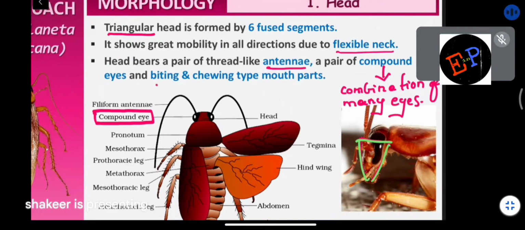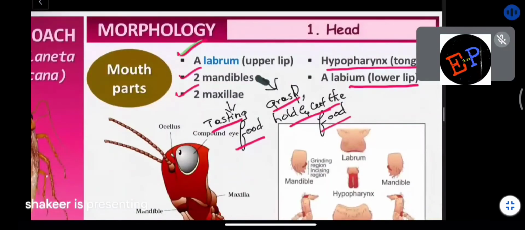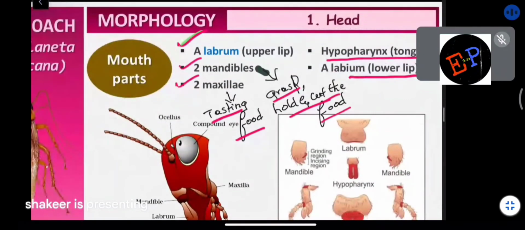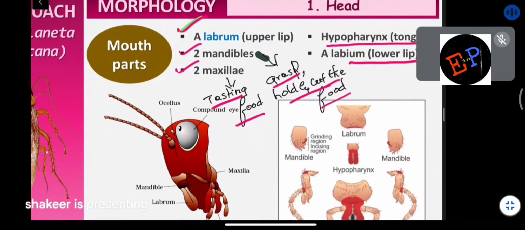And biting and chewing type of mouth parts. So what is meant by biting and chewing type of mouth parts? We will study here. So see here. Basically, the head is made up of how many parts? Labrum, which is called the upper lip. Two mandibles. Mandibles are responsible for grasping, holding and cutting the food. Here in the figure you can see this region, this is called a mandible. Clear? So this is a labrum, which is called the upper lip.